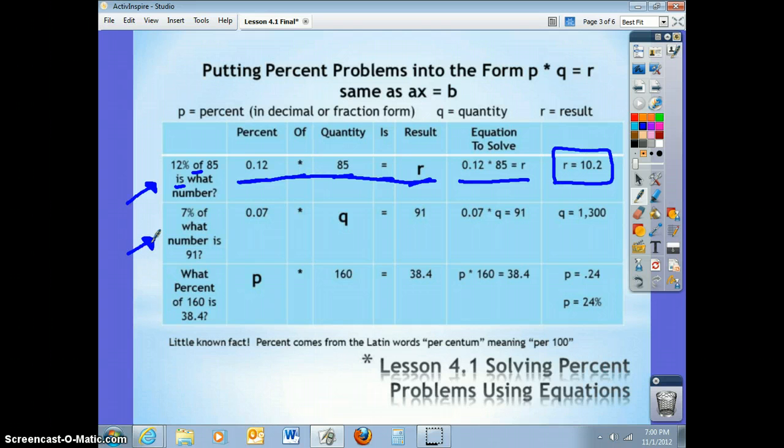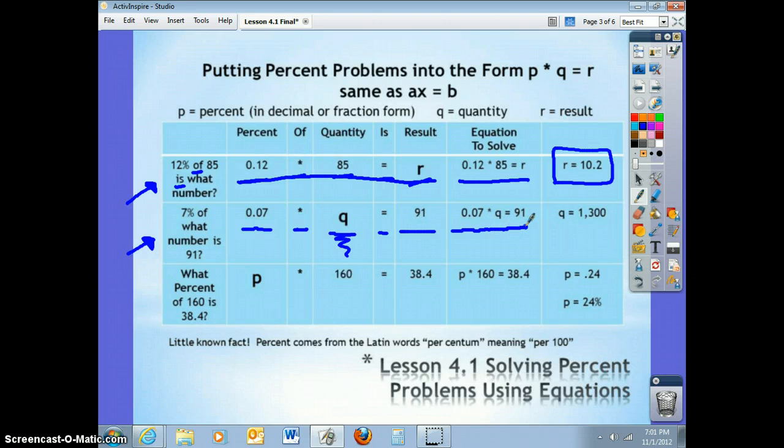The next one that they do, they're going to solve for q. And that is 7% of what number, the thing we don't know this time, is 91? 7% as a decimal, of is multiplication. What number, the thing we're trying to solve for, is 91? Then here it is as an equation: 7% of what number is 91?